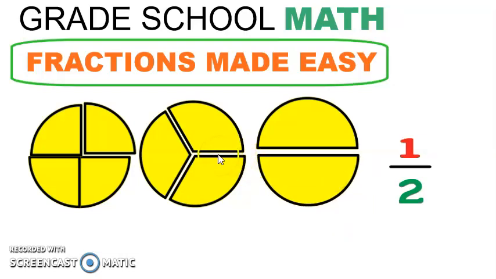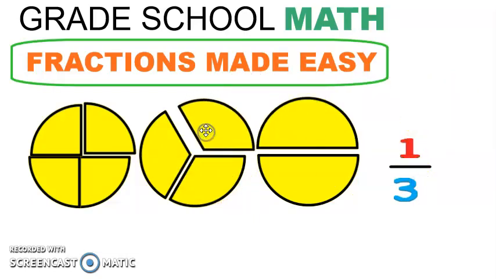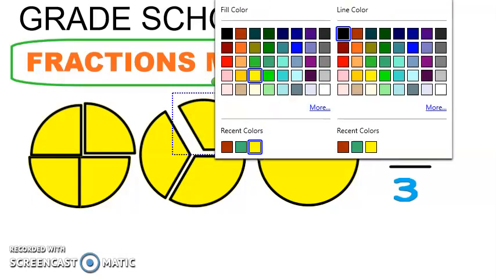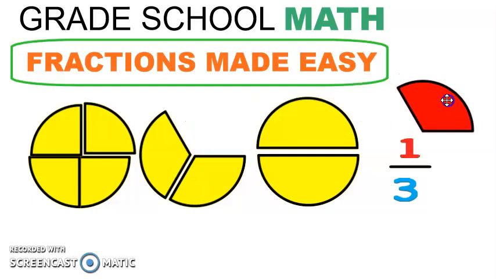Now in this circle here, we've divided into 3 parts. So we'll have 3 as a denominator there, like that. So it's 1 out of 3 parts for this circle, right? We can even color it. Let's call it red. That's 1 out of 3 parts of this circle here.